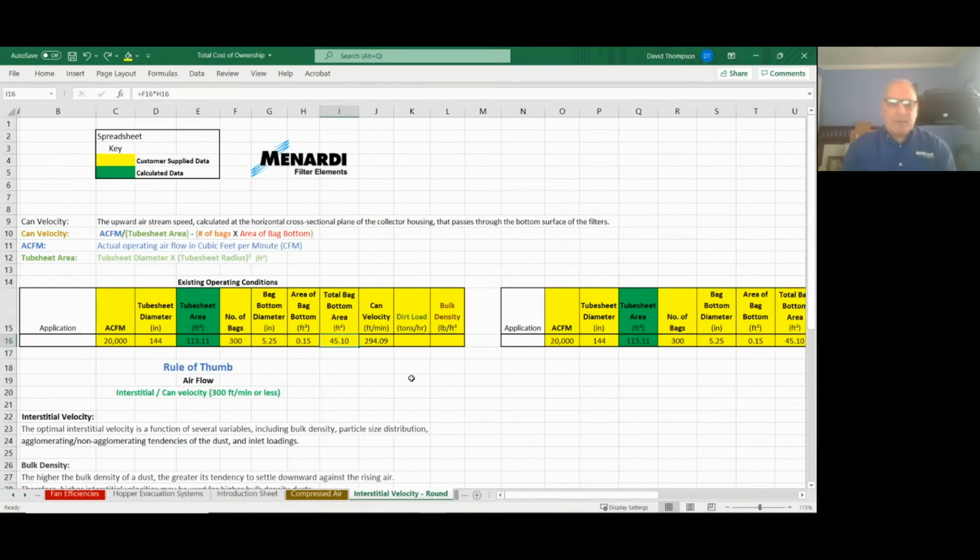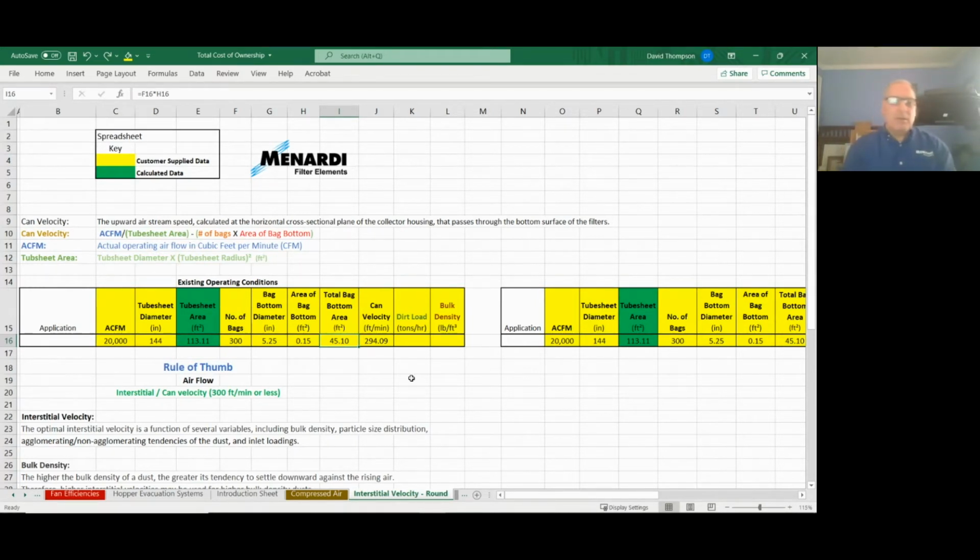However, it's a crucial part of the system, and people will say, "Boy, I pulse all the time, and my runtime between cleaning cycles is getting very short." Well, typically it's because they're re-entraining that dirt back on the bags; it's not leaving. Membrane bags tend to pulse better, but the real function of that interstitial velocity is the space between the bags, that ligament, and then the bulk density of the material you're trying to push off, and how much of it you're trying to push off. Those things all play.